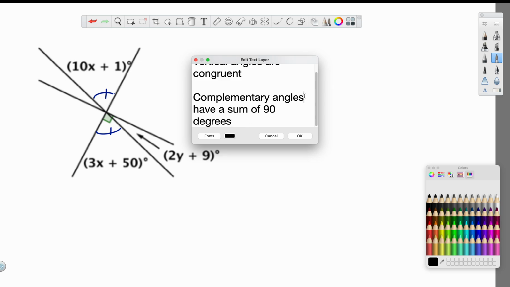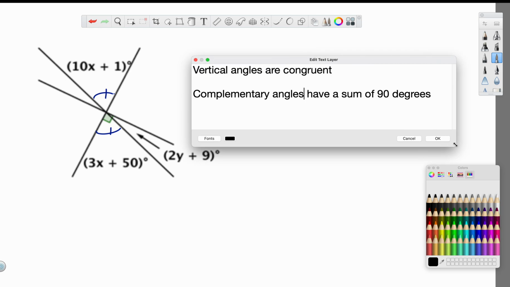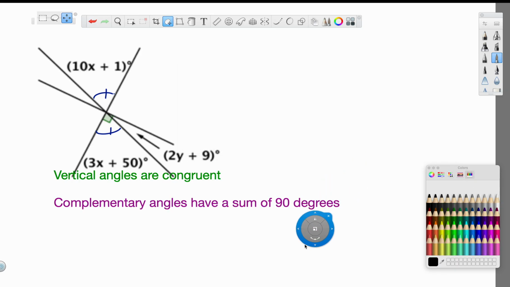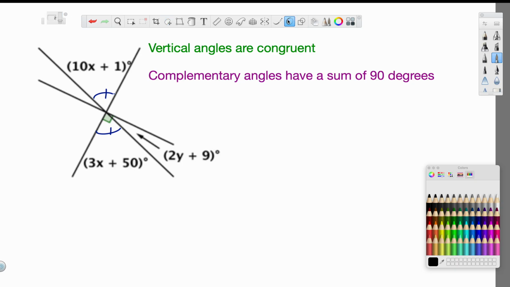What's that going to look like if I open it up? Yeah, that's good. Let's do green, maybe. So we can write two equations here. However, this first one, I would have x's and y's in it. So I can't solve one equation if I have two different variables. So let's see if we can do the vertical angles first.